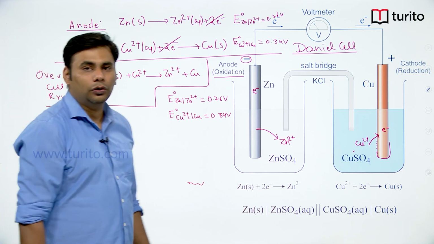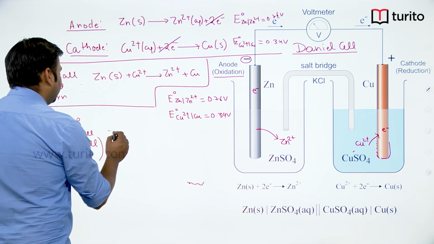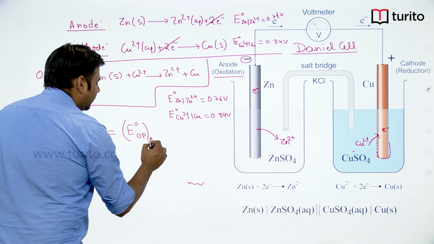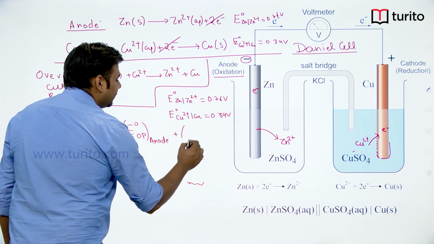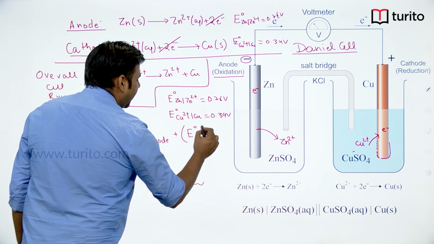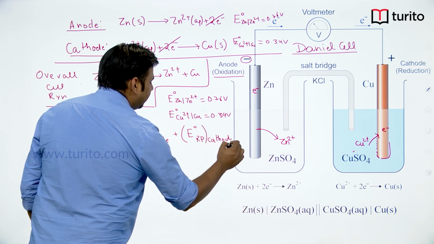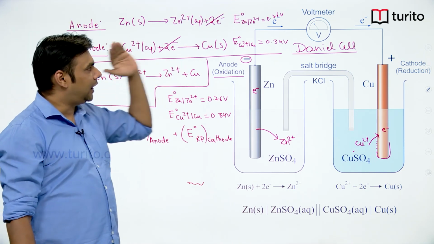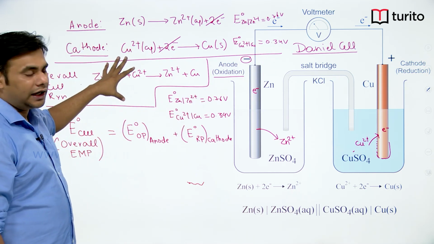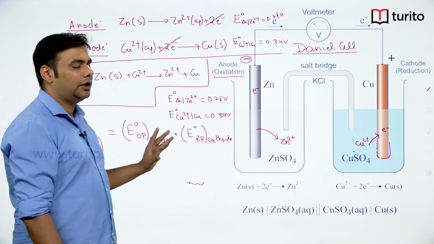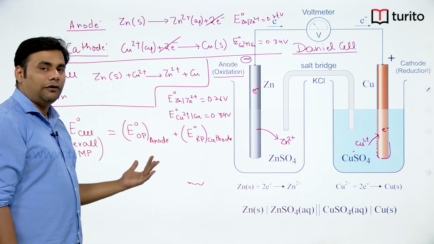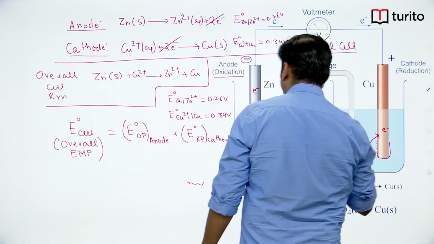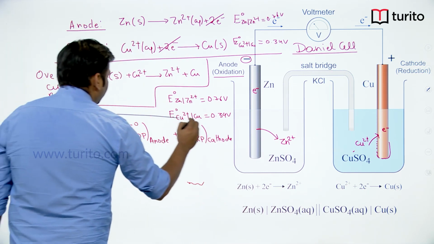so this will be equal to the oxidation potential of anode plus the reduction potential of cathode. I am just simply adding them. Anode oxidation, write oxidation potential; cathode reduction, write reduction potential. When you add them, you get the overall reaction. So the overall EMF will be the oxidation potential of anode plus the reduction potential of cathode. This is again a very important point, and this is how you write the overall EMF.